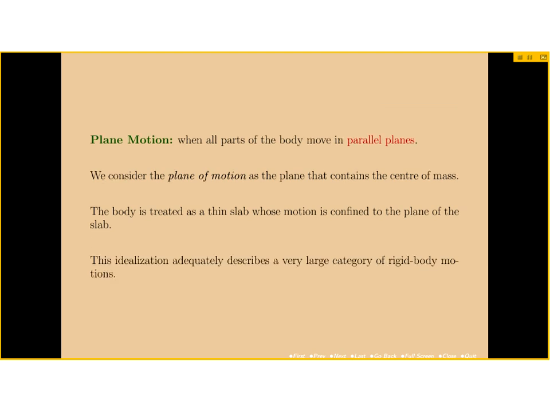Now, this idealization adequately describes a very large category of rigid body motions, and because of that, it is very useful. And this is really what we're going to do in Chapter 5 and Chapter 6. We're going to consider this idealization where a body can, at least for some part of its motion, be considered to do planar motion, and then we can use the simplifications that are associated with planar motions.